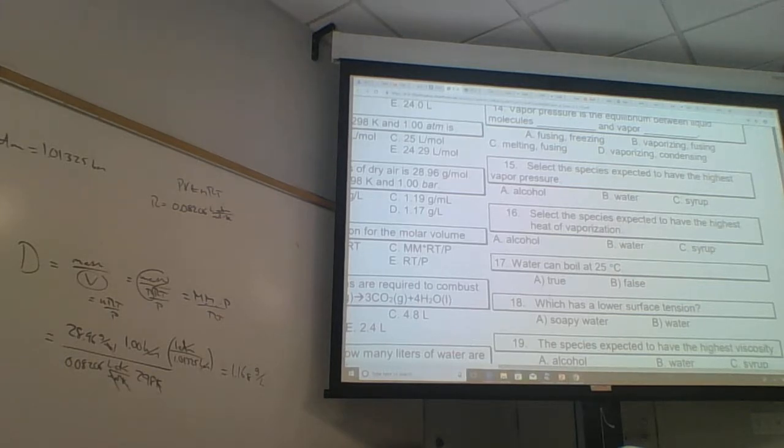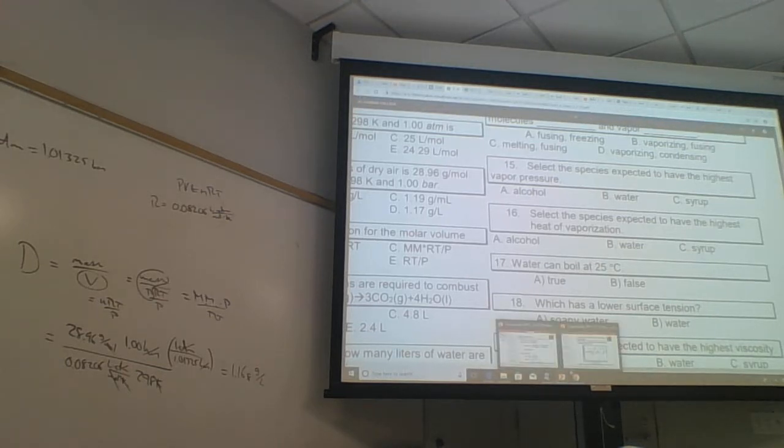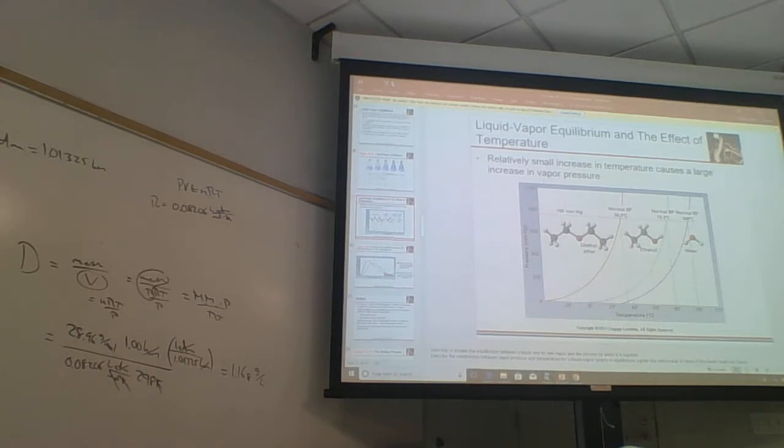Yeah. 17. Water can boil at 25 degrees C. Well, at what temperature does water boil? Water boils at 100 degrees C. Is that correct? But not always. Does water boil at 100 degrees C in Denver, Colorado?